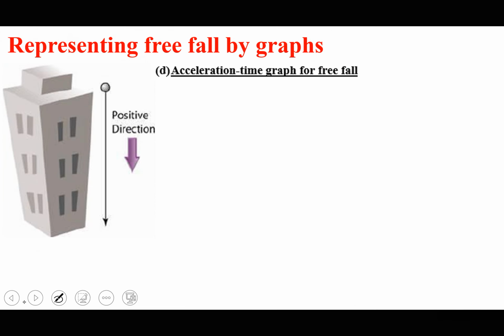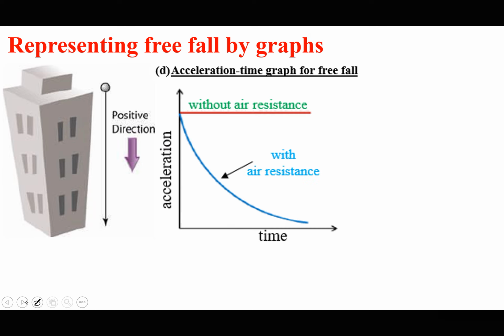So for still motion where the body was falling downwards, we are still under free fall. The acceleration-time graph, if there is no air resistance, the acceleration is constant. So a graph of acceleration against time is a horizontal line. Because there is no air resistance, acceleration is equal to g, a constant value, which is 9.81. That is a horizontal line.